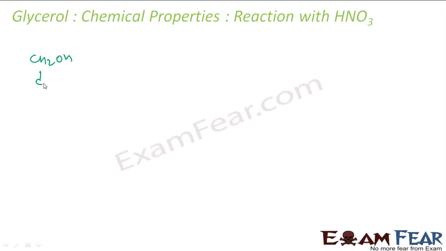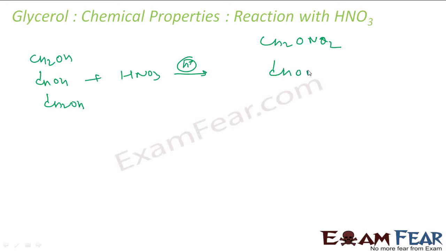I have CH2OH, CHOH, CH2OH. React with HNO3 with some sulfuric acid, because that is something which will make NO2 ions. So this will become CH2ONO2, CHONO2, CH2ONO2.